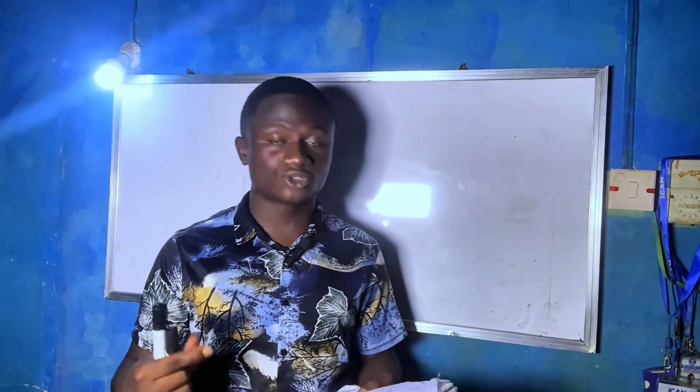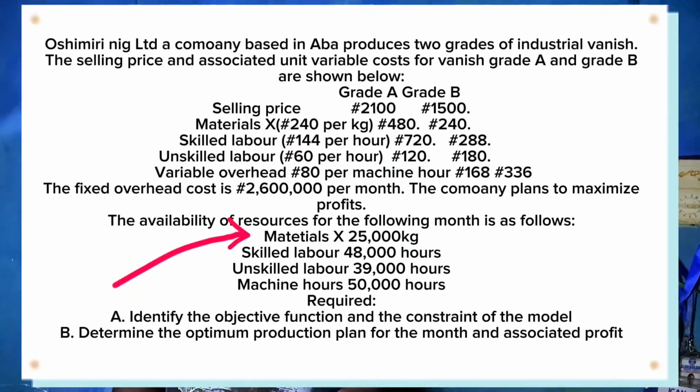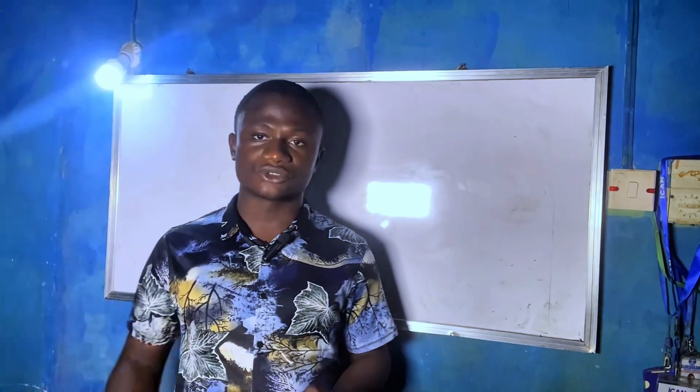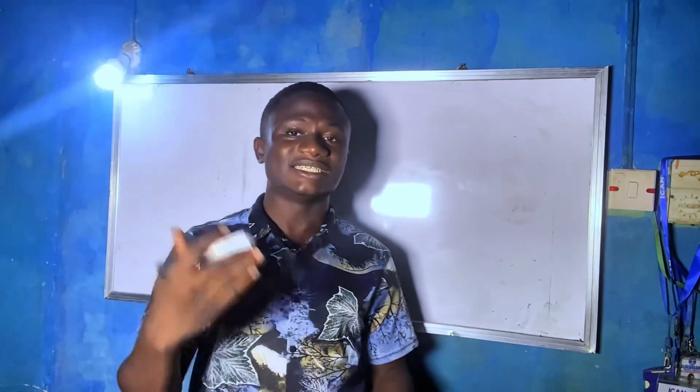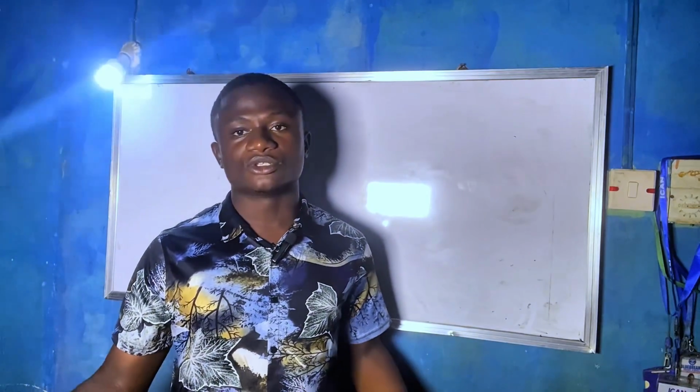Now, one thing I want to call our attention to in this question is that we're given the constraints, which are material X 25,000 kg, skilled labor 48,000 hours, unskilled 39,000 hours, machine hours 50,000 hours. So we're told to identify the objective function. As we all know, the objective of any business is to maximize their contribution. So we need to calculate the contribution from what we have been given.